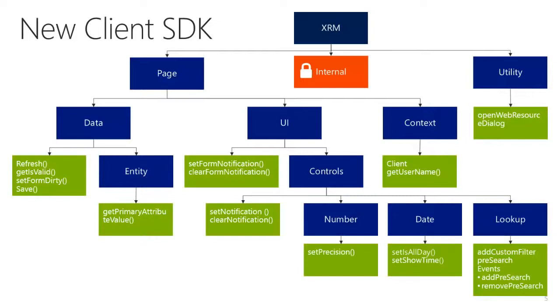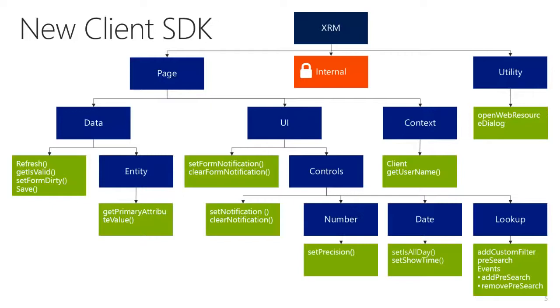Specific to controls, three methods that are being introduced for lookup type of controls are the add custom filter, and the pre-search type of events, such as the add pre-search and the remove pre-search. So let's talk about each of these briefly. So for the add custom filter, the idea is that now you can use fetch XML and you can add additional filters to the results that are being displayed in your lookup control. So each filter could then be combined with any previously added filters with an AND condition.